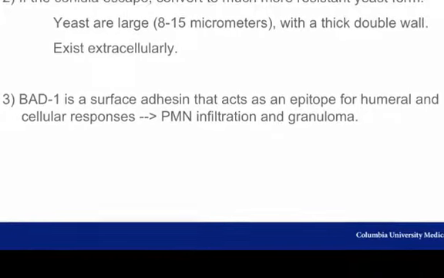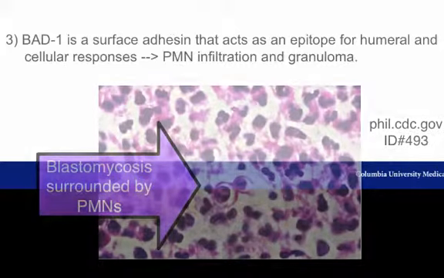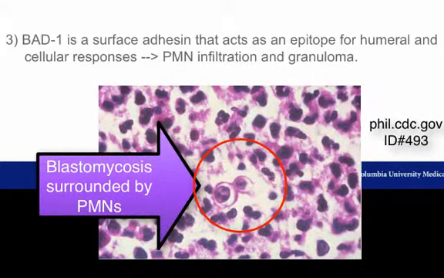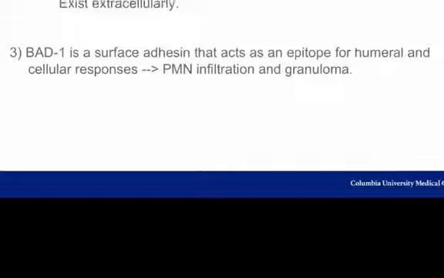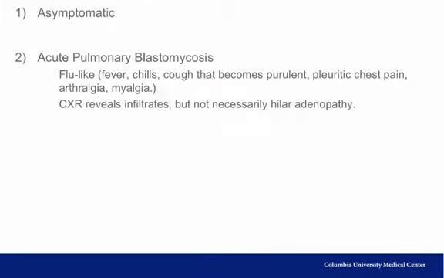Blastomycosis expresses an adhesin that is an essential virulence factor, acting as a major epitope for humoral and cellular immunity. Our immune system's interaction with this epitope is ultimately responsible for the PMN infiltration and granuloma formation that accompanies blastomycosis. As we said, most inoculations are asymptomatic. Acute pulmonary blastomycosis is characterized by an abrupt flu-like illness.